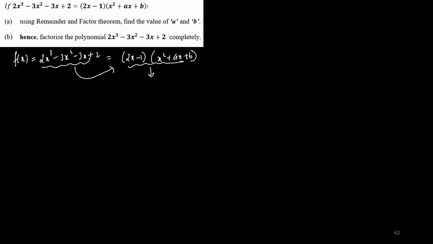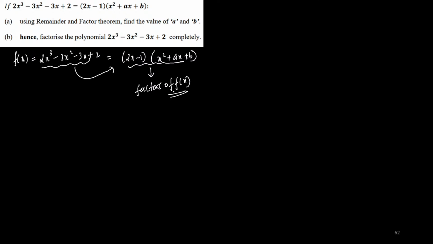So now what is given over there? I will just write f of x. F of x is equal to 2x cube minus 3x square minus 3x plus 2. Clear? This is equal to (2x minus 1) into (x square plus ax plus b). So when this expression is factorized, I am getting this expression. So that means these are nothing but the factors of f of x.